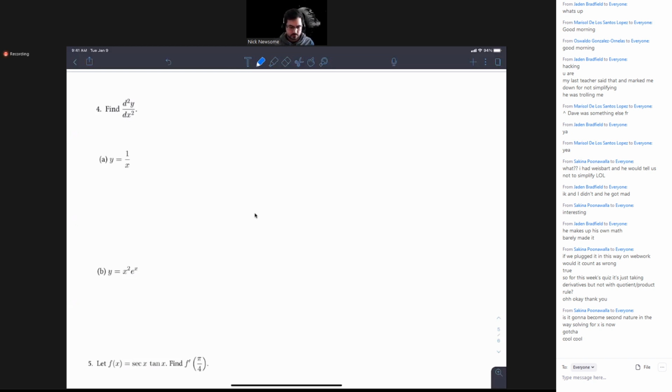All right. Okay, so now what we want to do is find this d squared y dx squared. Okay, and that's just a fancy symbol that says take the derivative twice.